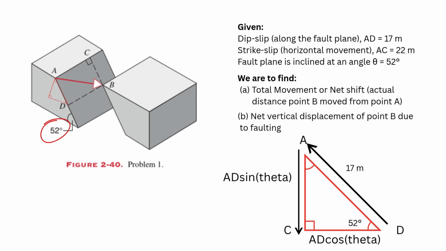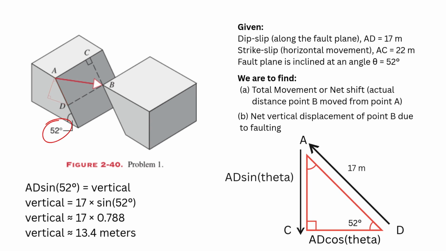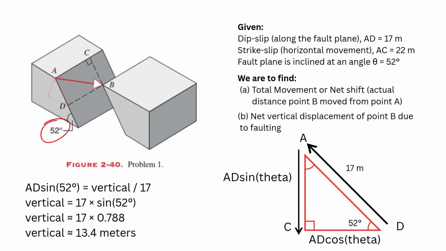So, which trigonometric function connects angle, opposite side, and hypotenuse? That's right, the sine function. Now let's write it out. In our case, sin 52 degrees equals vertical over 17. We already know that the sine of 52 degrees is approximately 0.788, so the vertical displacement rounds to about 13.4 meters. That's how far the land moved vertically during the earthquake.